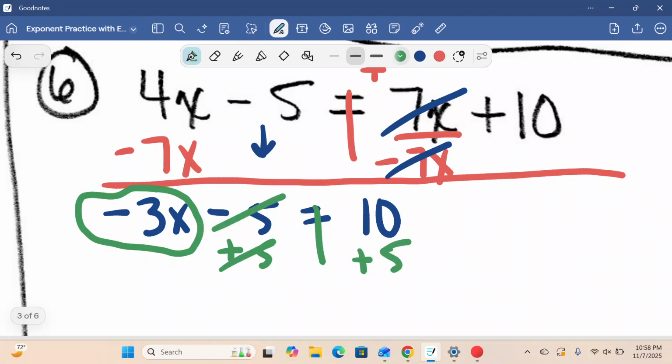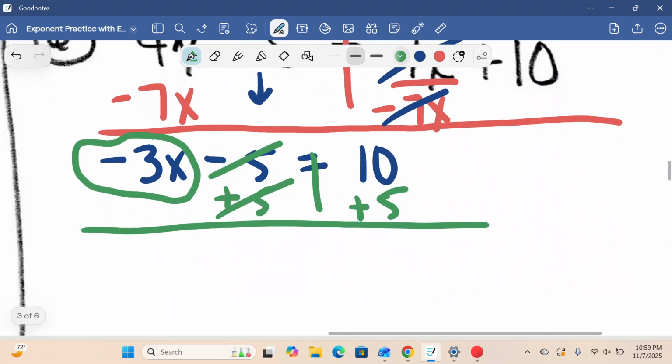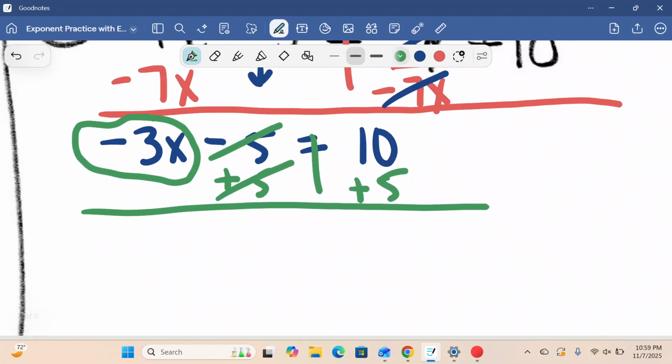I get rid of negative and positive 5. I like my little line here so I can distinguish how to do the work. And that leaves me a negative 3x on this side. The negative and positive 5 give me a 0. And I'm going to bring down my equal sign. And then a positive 10 and a positive 5 gives me a positive 15. And then I'm down to the last step.